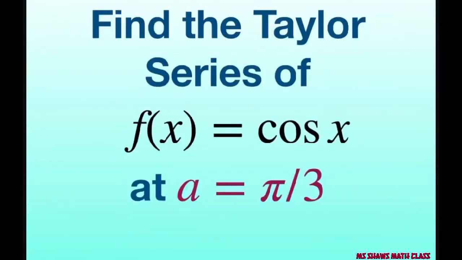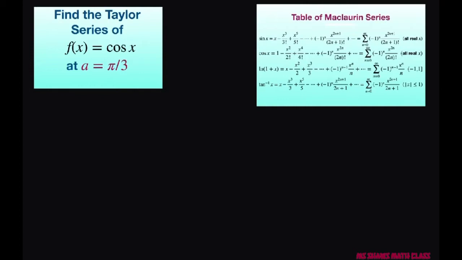Everyone, we're going to find the Taylor series of f(x) = cos(x) at a = π/3. So we're looking at cosine of x, and we're using this formula here to determine our series. And we're going to have to crank out some derivatives to get there. So we're going to start with n at 0.